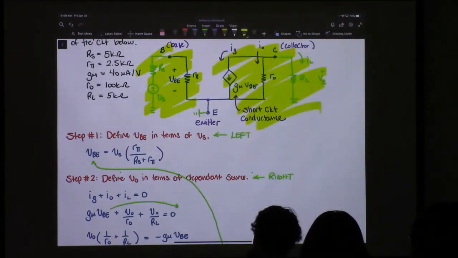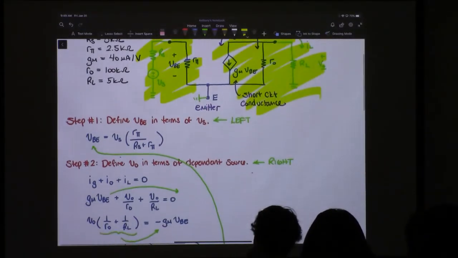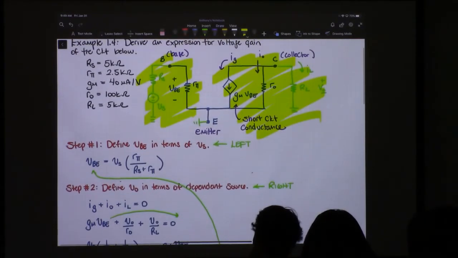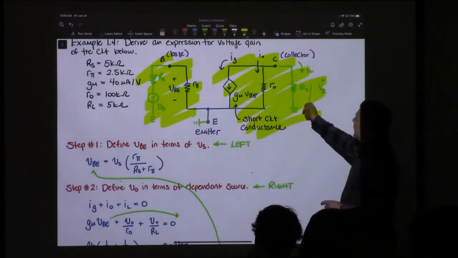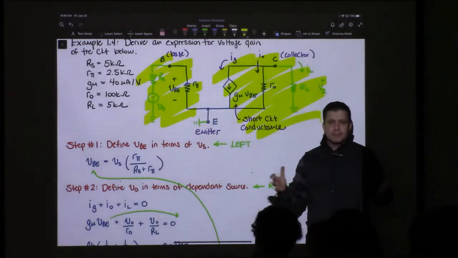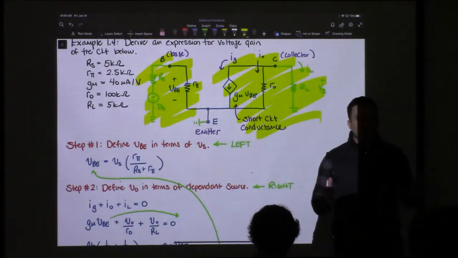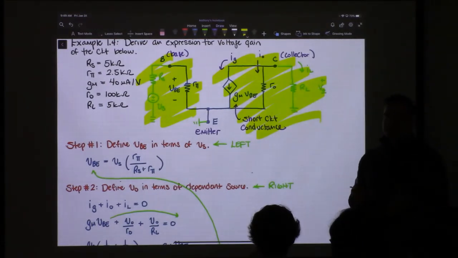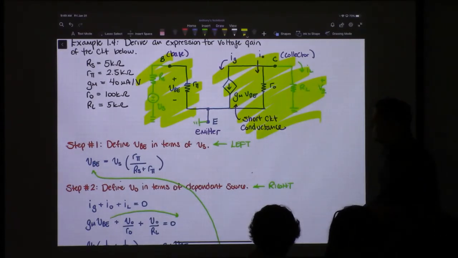Includes all this over here. So this is a current divider. But just for the sake of showing some more techniques, I'm going to solve this right-hand side using KCL. You could just go ahead and use the current divider as well.